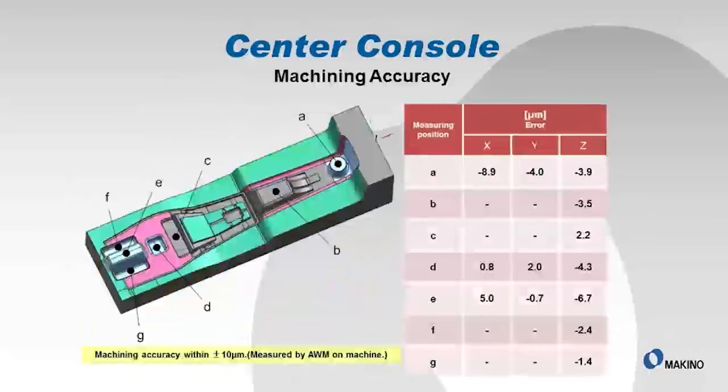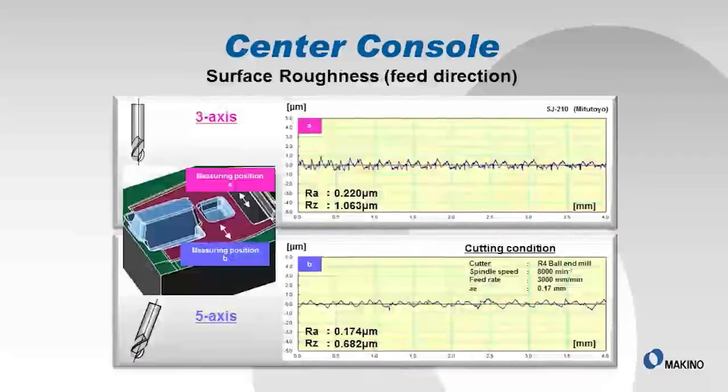I've also taken the center console part, and we've gone in there and plotted various different X, Y, and Z coordinates, measured them for, as you can see, A, B, C, D, E, F, G features. And you'll notice there that the machining accuracy, even with the 5XC approach, all of it is within 10 micron. So very, very good machining accuracy.